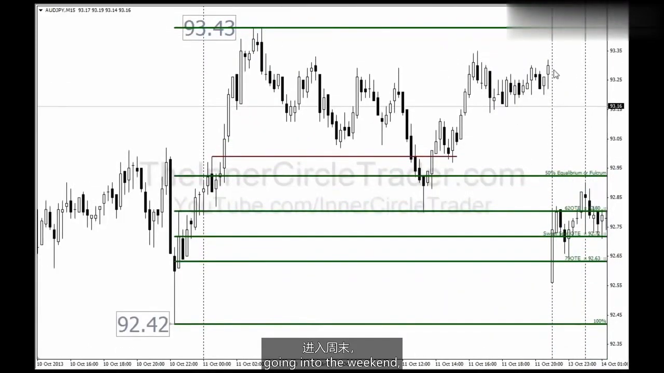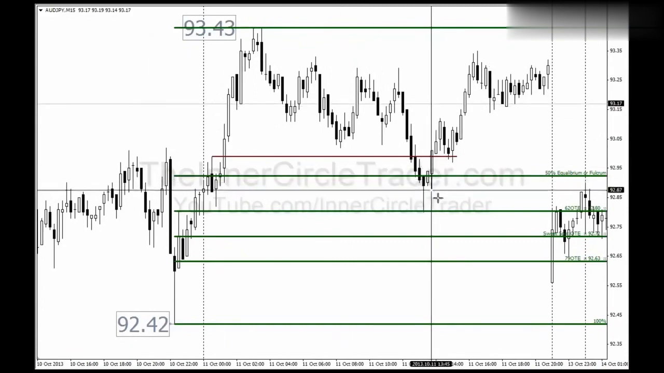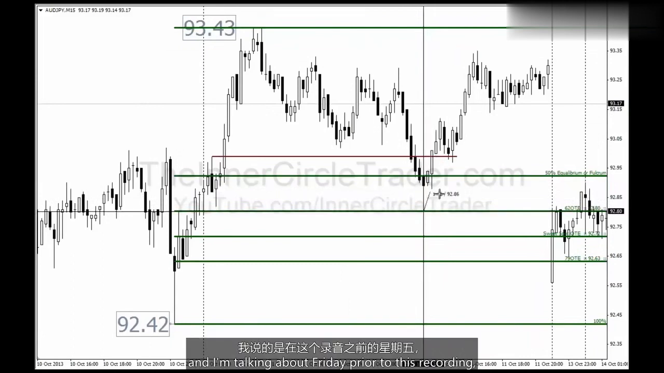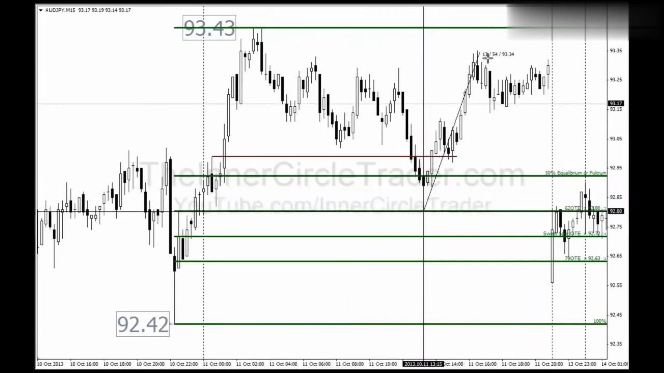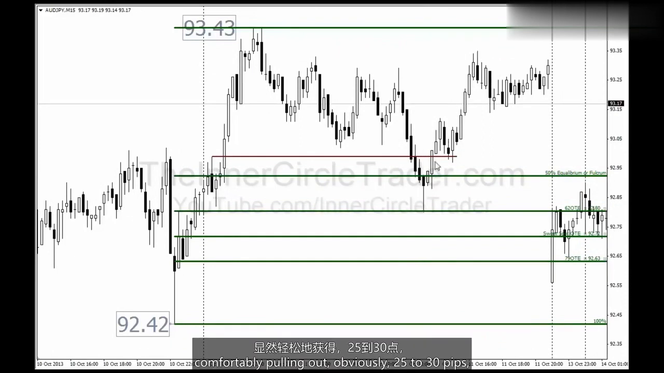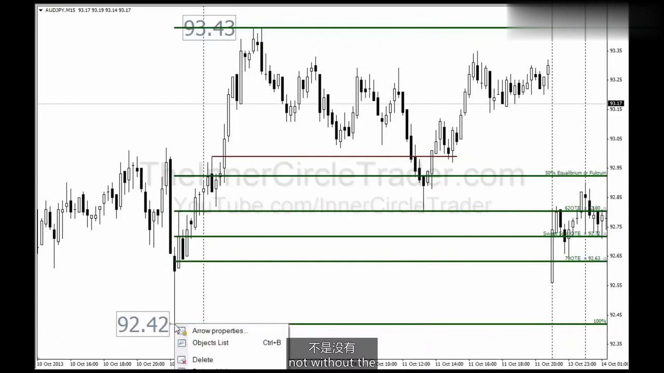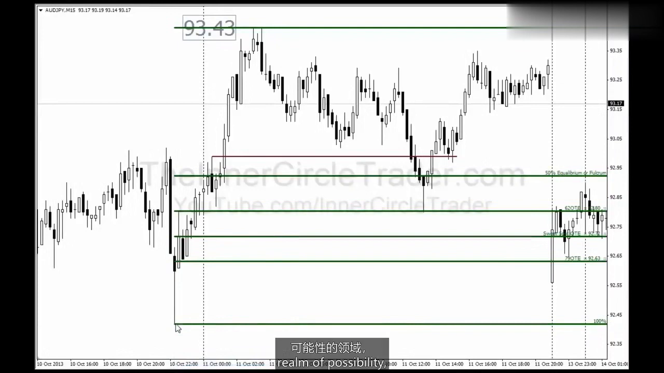Now ultimately, going into the weekend, we had a rather large weekend gap, but in here, just in here alone on Friday, and I'm talking about Friday prior to this recording, you have an opportunity to see a range of 54 pips, comfortably pulling out. Obviously 25 to 30 pips is not outside the realm of possibility.